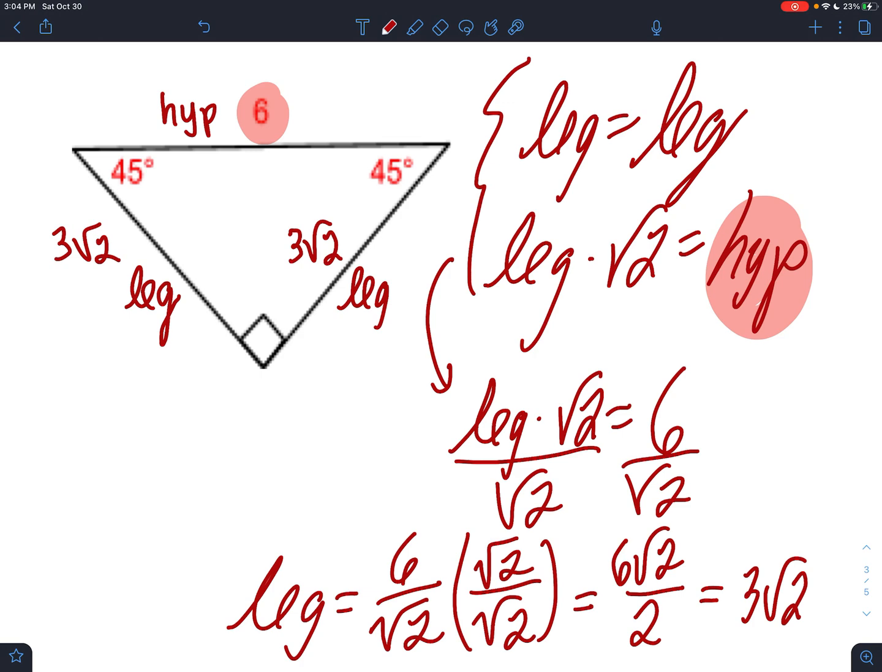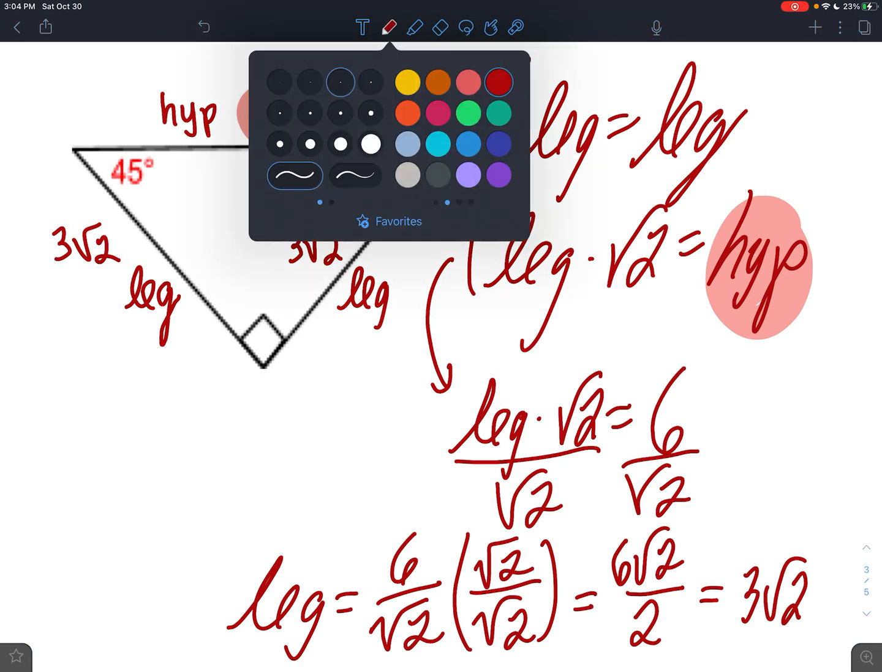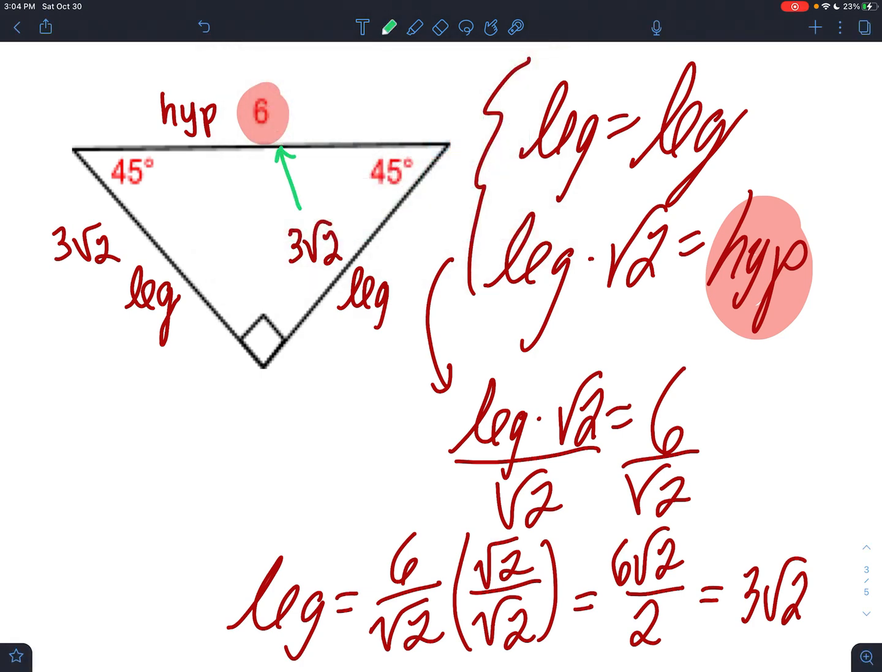So both of these are 3 square root 2. You'll notice if you multiply this times square root 2, you get 6. So visually, that's what's going on. Visualize the leg's the same, and if you want to get the hypotenuse, you multiply by root 2. So you can think with the equations, but you can also answer these triangles visually.